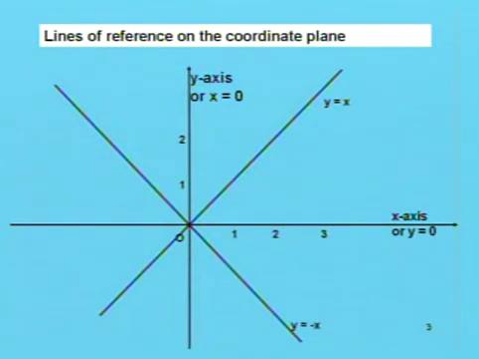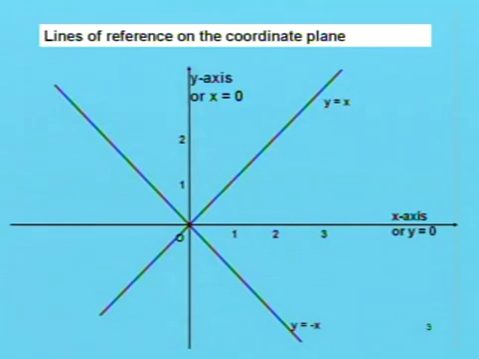Lines of reference on the coordinate plane. The horizontal line is the x-axis, or the equation of the x-axis is y is equal to 0. The vertical line, commonly referred to as the y-axis, and in the form of an equation, it is a line x equal to 0.